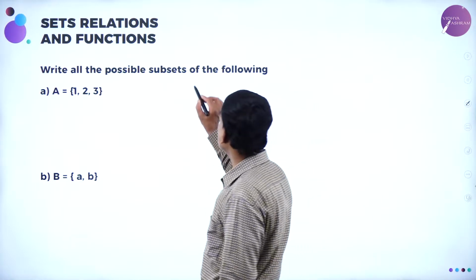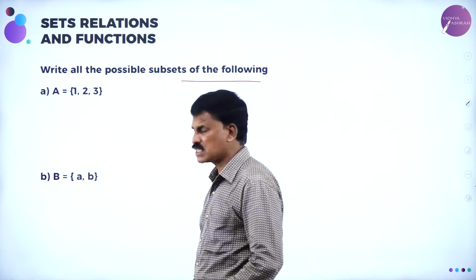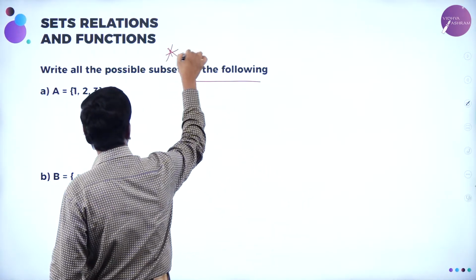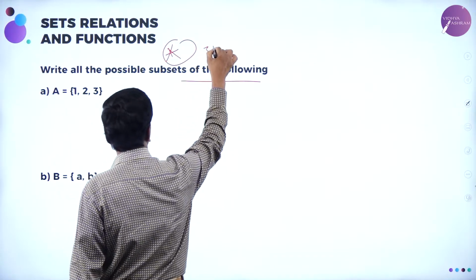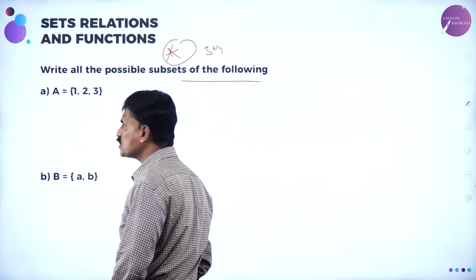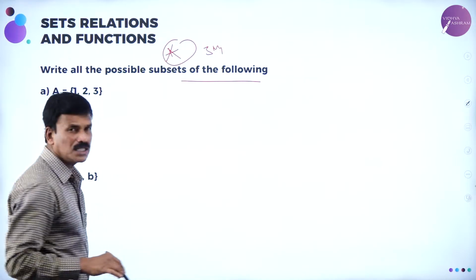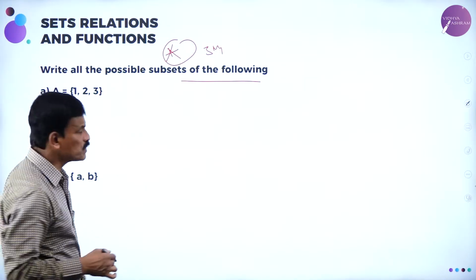Now, write all the possible subsets of the following. Let us take this example. This is very, very important. You may expect one question for 3 marks from this. Now, if A is equal to {1, 2, 3}, then write down all the possible subsets of this.